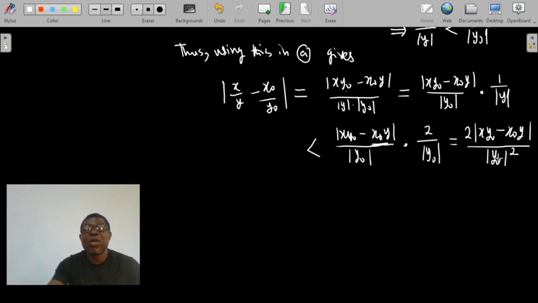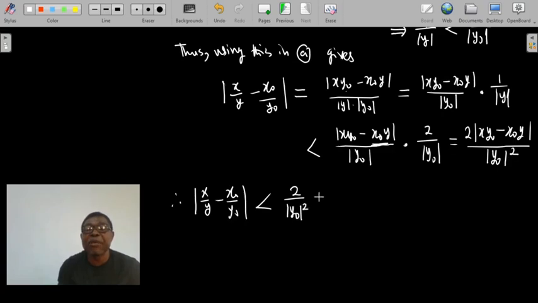The next thing, we shall now continue our estimate. Therefore, what we've gotten is that absolute value of x over y minus x naught over y naught is less than, I can write 2 over absolute value of y naught all squared, then absolute value of x y naught minus x naught y in absolute value. So we have this. Maybe I'll call this B.